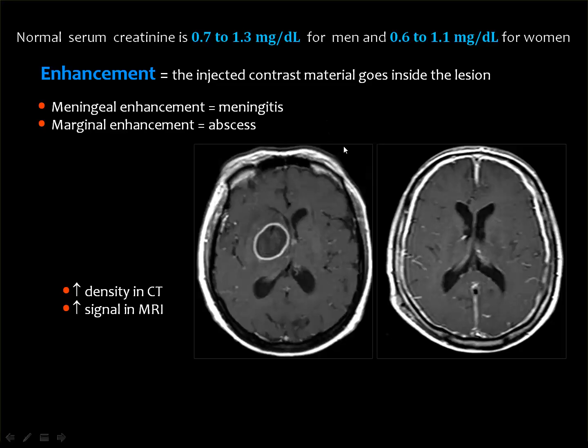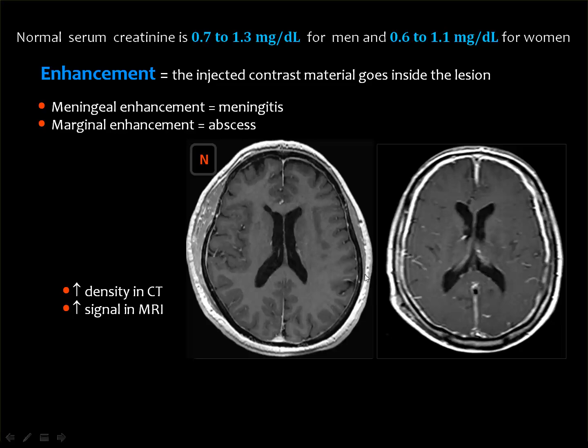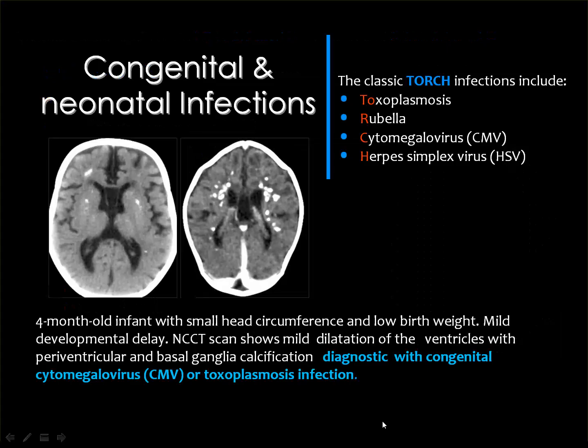If you inject the contrast material and you get a marginally enhancing lesion, this is an abscess. If you get a thickened dura that is enhancing, this is meningitis. This is the normal thickness of the dura. As you can see, it's a very fine line that usually normally enhances with contrast material. But this line is very thick and strongly enhancing, and also seen in the interhemispheric fissure.